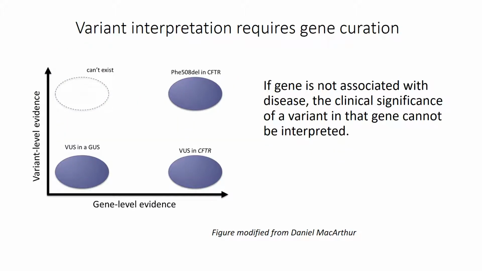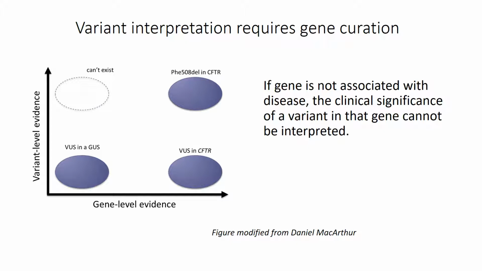As many biocurators already know, gene curation is required for variant curation. If a gene is not associated with disease, the effect of a variant on that gene cannot be determined. This is best represented by the graph on the left here, modified from Daniel MacArthur, with variant-level evidence plotted on the y-axis and gene-level evidence plotted on the x-axis.